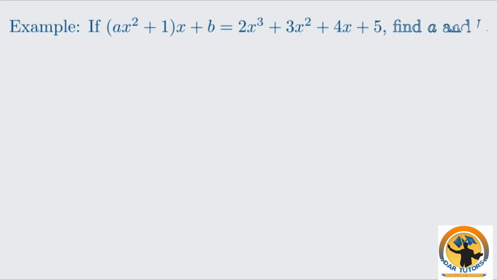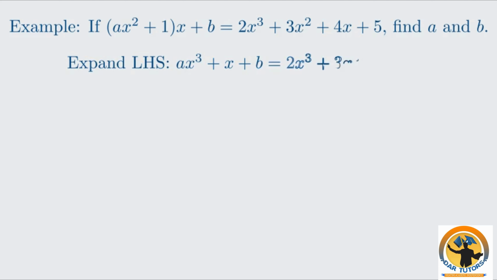The problem states, if the quantity ax squared plus 1 times x plus b is equal to 2x cubed plus 3x squared plus 4x plus 5, find the values of a and b. First, we expand the left-hand side. Multiplying x by ax squared gives ax cubed. Multiplying x by 1 gives x. So the left side becomes ax cubed plus x plus b. Now we have ax cubed plus x plus b equals 2x cubed plus 3x squared plus 4x plus 5.